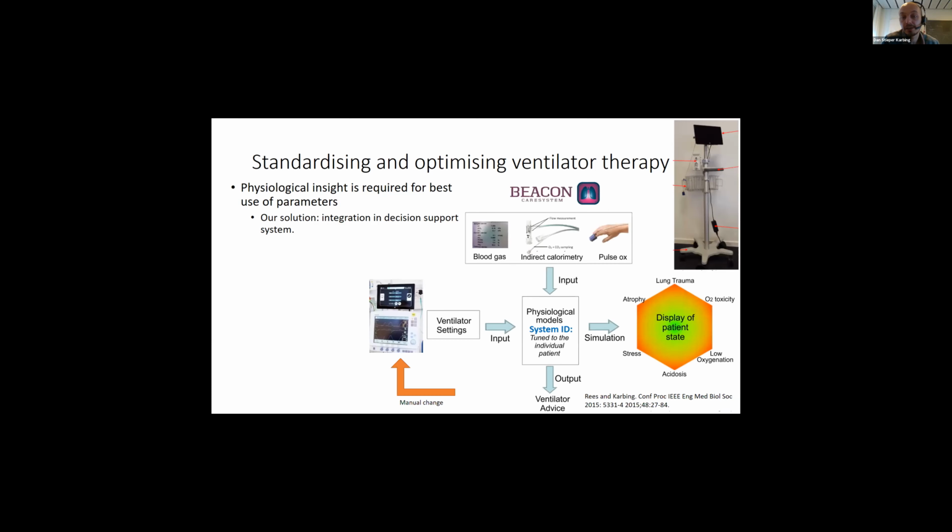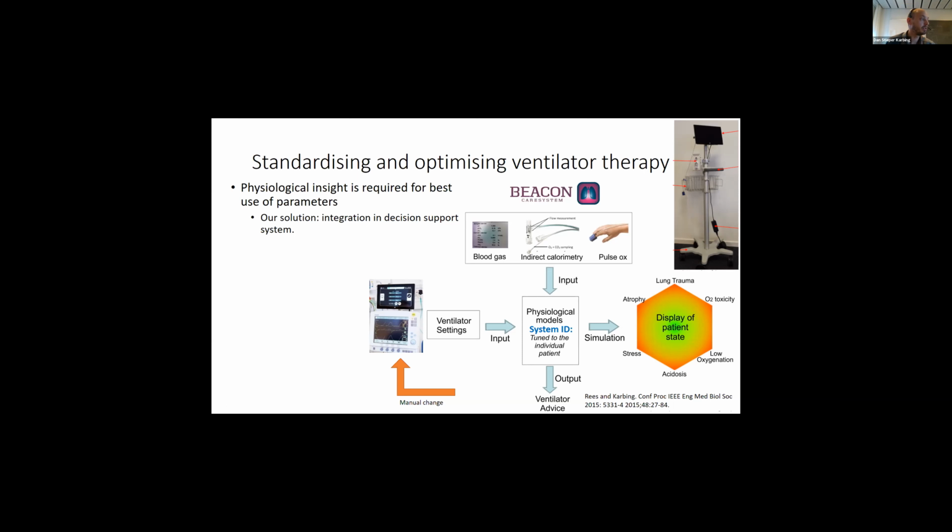And the Beacon Care system both have physiological models that are identified, tuned to the individual patient, combined with utility theory to decide which levels of settings on the mechanical ventilator is best for the individual patient. So we use very much, as Nick was saying in the start of this symposium, system identification to personalize these physiological models to the individual patient.